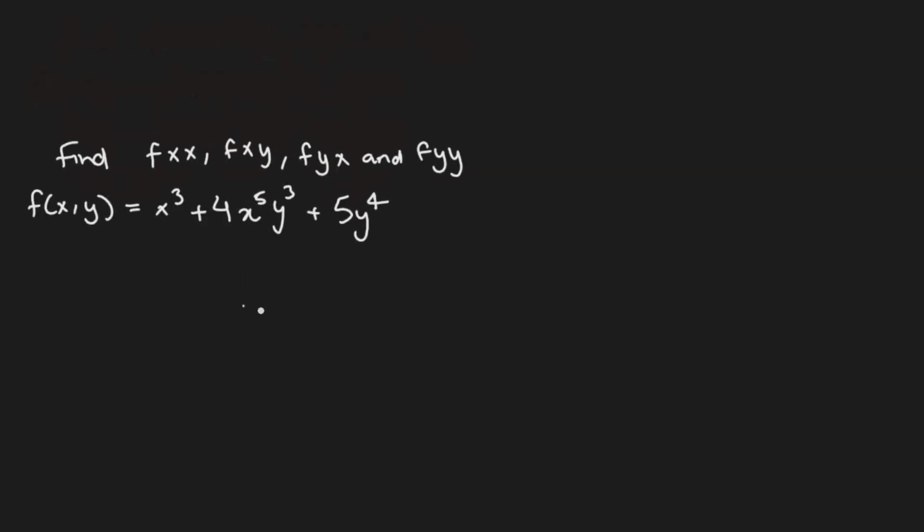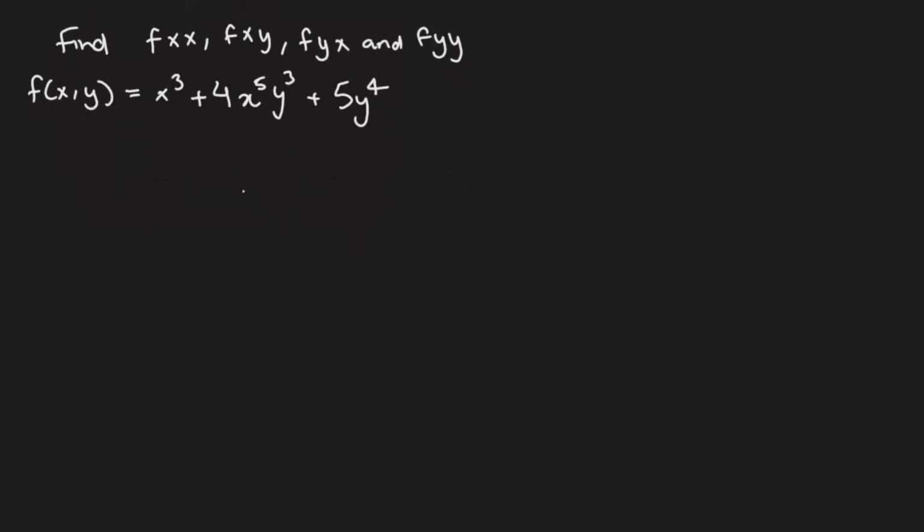Okay, so first of all, let's find f_xx. Like I said before, to find f_xx, first you will need f_x. So let's find f_x first. Here we have this function, and we're keeping y as a constant, so we're differentiating x only. So now let's do this. Bring the 3 down, x squared, plus bring the 5 down and subtract 1 from it, keeping y as it is since it's a constant, and the derivative of a constant is 0.